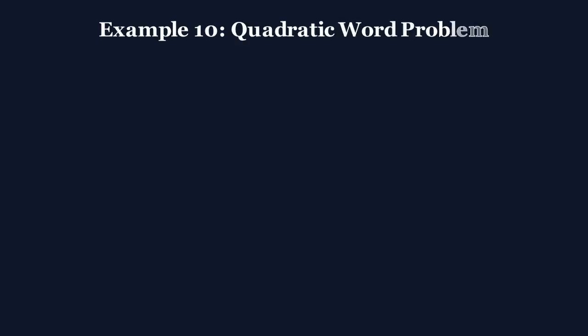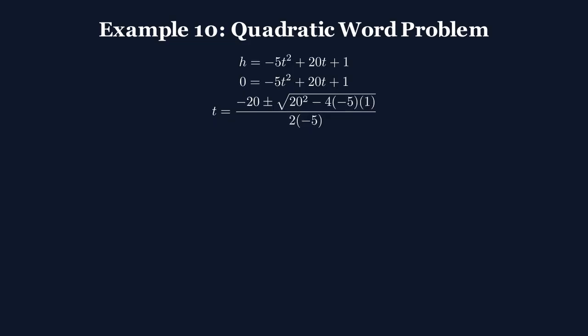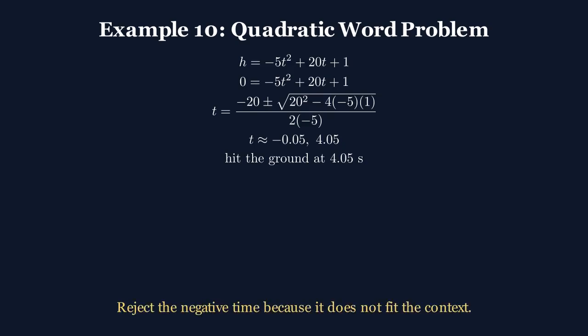Example 10. A ball's height is h equals negative 5t squared plus 20t plus 1. When does it hit the ground? Set h equal to 0. So negative 5t squared plus 20t plus 1 equals 0. Use the quadratic formula with a equals negative 5, b equals 20, and c equals 1. The positive solution is about 4.05 seconds. We reject the negative time because it does not make sense.